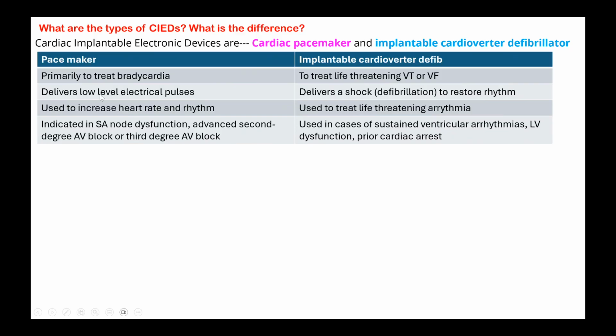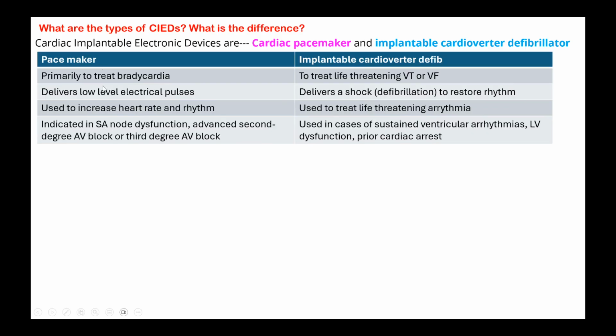A pacemaker delivers low-level electric pulses, whereas an implantable defibrillator delivers a shock just like your external defibrillator, but not in that huge strength. The current strength is much lower because it is directly acting on the heart like an internal defibrillator. But the current strength is much more compared to the pacemaker. A pacemaker is used to increase heart rate and rhythm, whereas this one is used to treat arrhythmias.